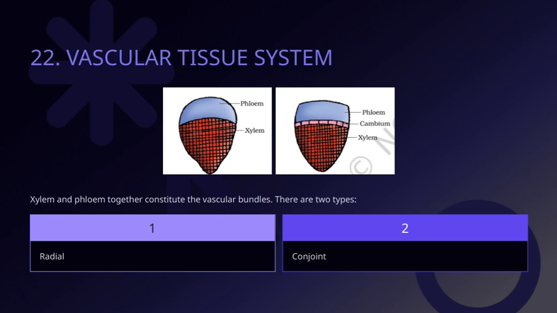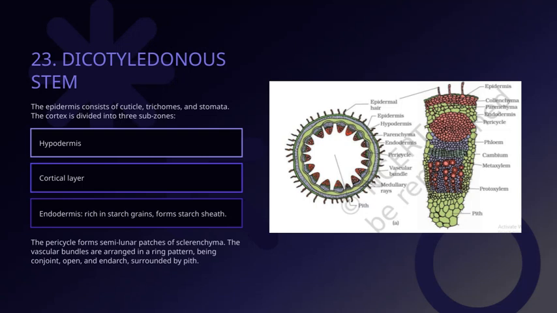fashion. On the other hand, the conjoint type is more common in stems and includes both xylem and phloem together within the same bundle. Understanding these differences helps us appreciate how plants adapt their vascular arrangements based on their structure and function, which ties back to the overall theme of how plants efficiently transport water, nutrients, and food throughout their bodies. Now, let's look at the structure of the dicotyledonous stem.